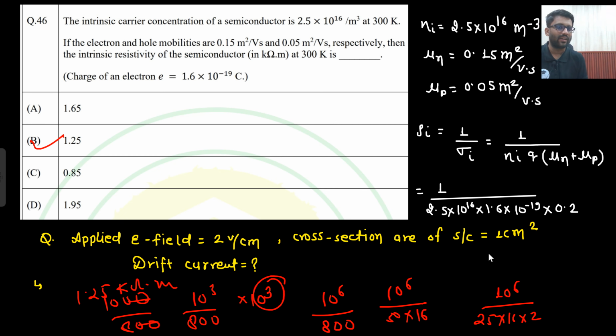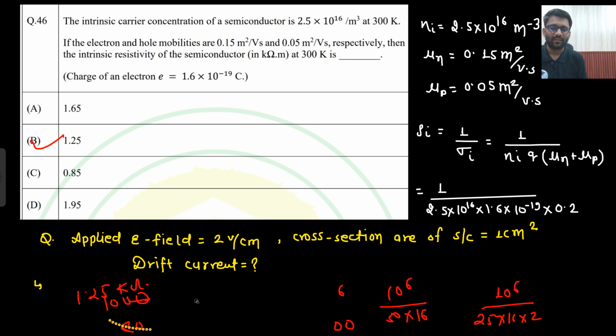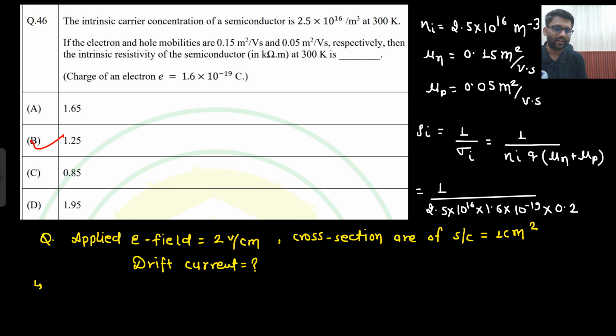Here everything we are putting in SI unit. So what will be my answer? My answer will come out in ohm into meter, right? So the answer will come out in ohm into meter, not kilo ohm, but you need the answer in kilo ohm. So that's why 10 to the power 3 will also come. So that 10 to the power 3 will go into kilo. So kilo ohm into meter. So the answer will be 1.25.